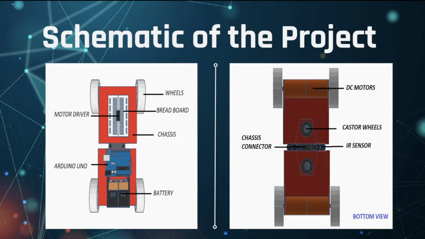Let's see, briefly, we have the wheels, a breadboard, the motor driver, and the chassis. On the left side, when we see from the top, we can also see the Arduino Uno and the batteries. Whereas on the right side, we can see there are 4 DC motors on the underside, as well as 2 caster wheels and 2 IR sensors. And in the middle, there's a small metal piece, a chassis connector, which holds the chassis together.